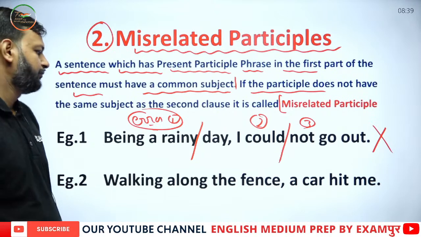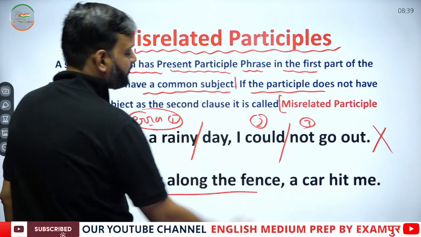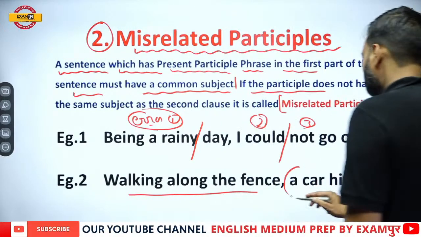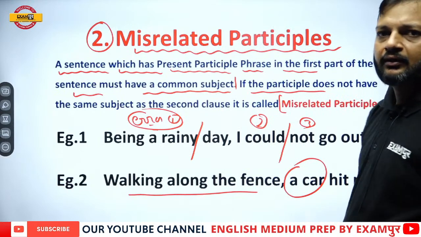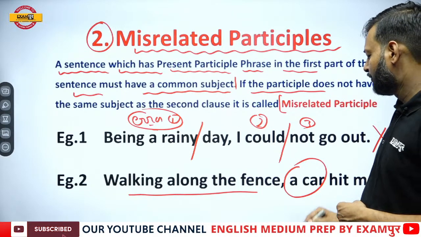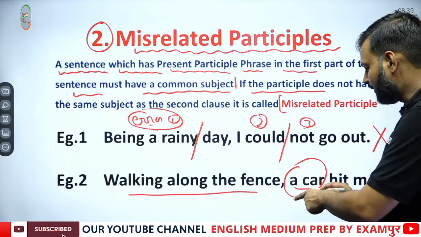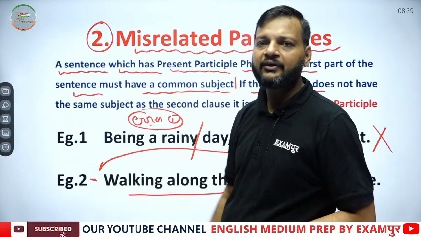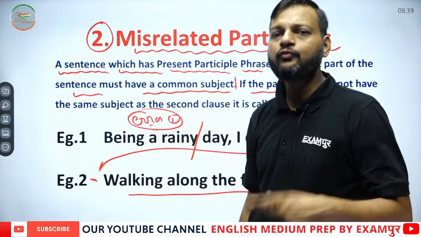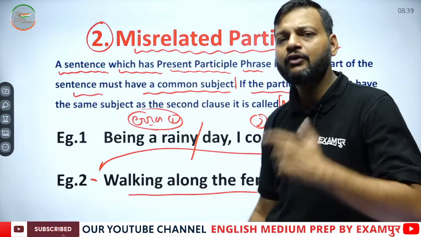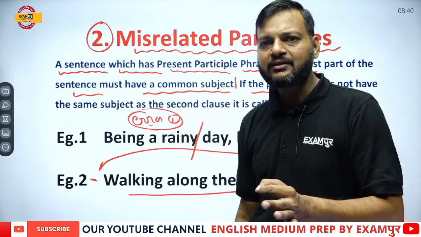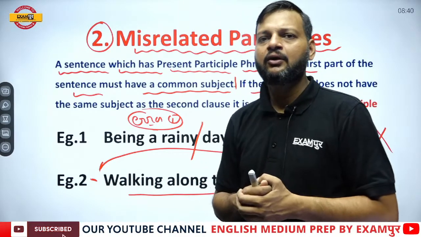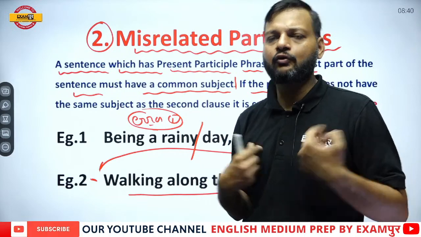Now the second sentence: "Walking along the fence, a car hit me." In the second sentence the subject of the main clause is car. Can this subject be the subject of the participle phrase also? Who was walking along the fence? Was it the car who was walking along the fence? Or was it me who was walking along the fence?